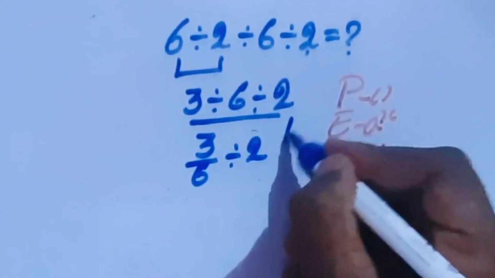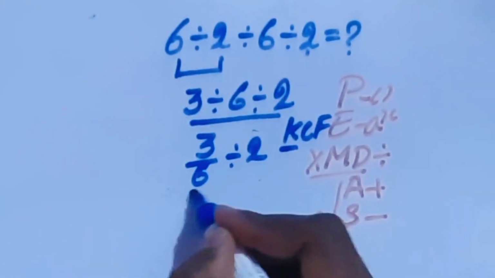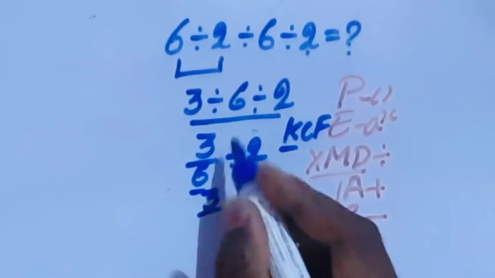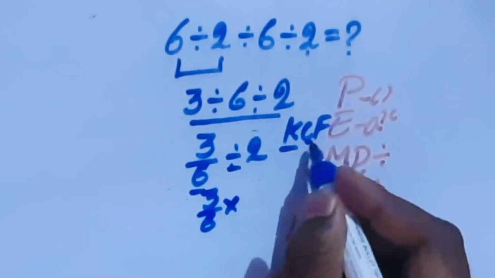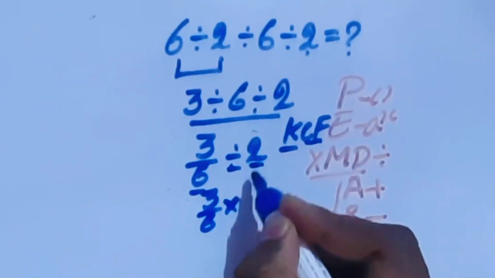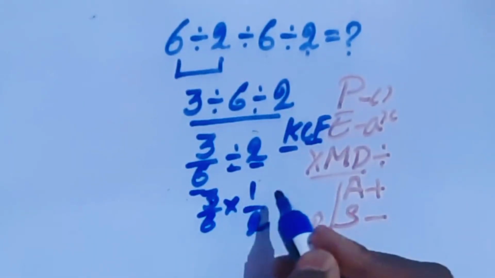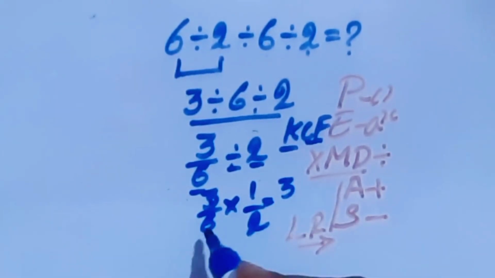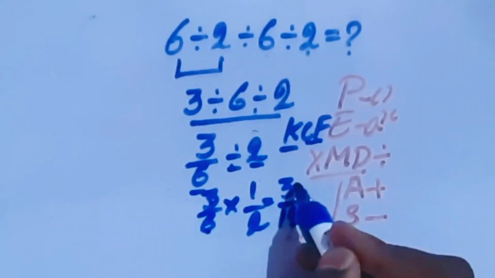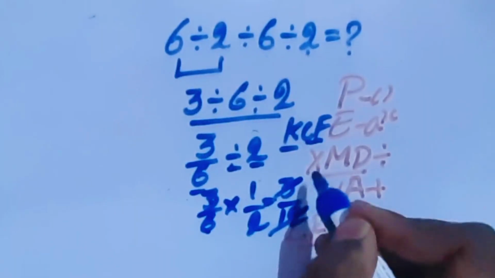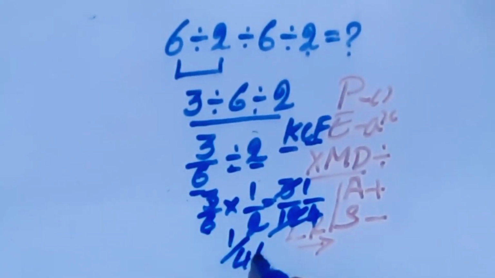Here we are going to introduce another rule called KCF, which means keep the first one, this one, 3 by 6, change the second one to multiplication, and flip the third one to 1 by 2. Now 3 times 1 is 3, and 6 times 2 is 12. Now simplify, and we get 1 by 4. Now 1 by 4 is the correct answer.